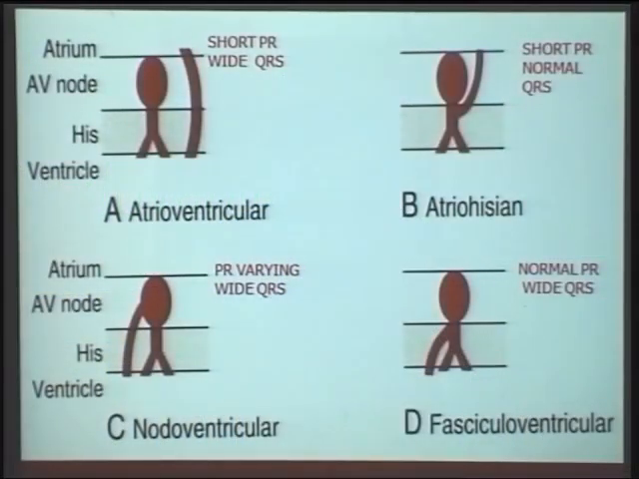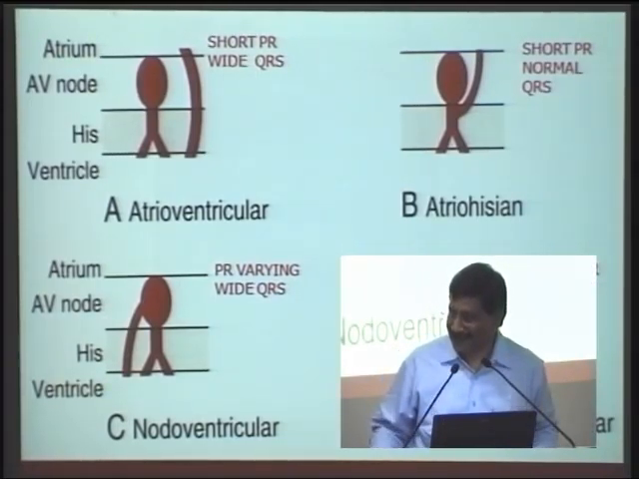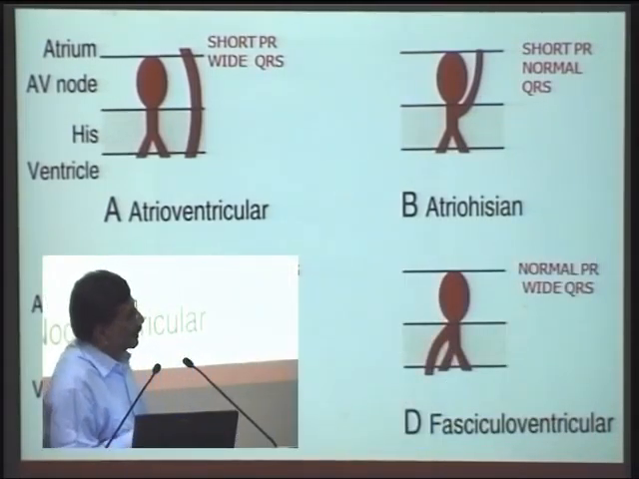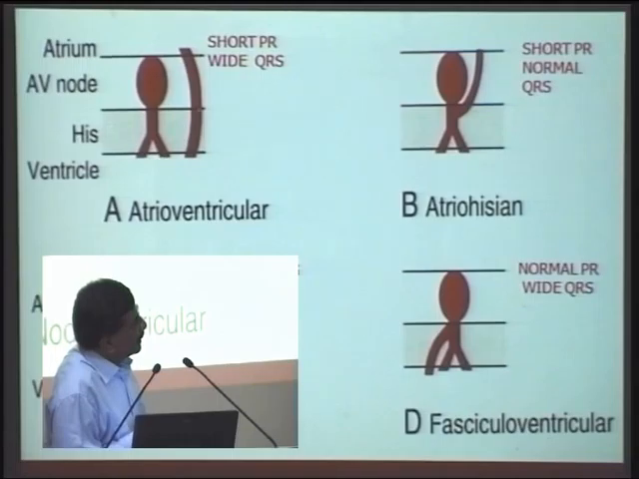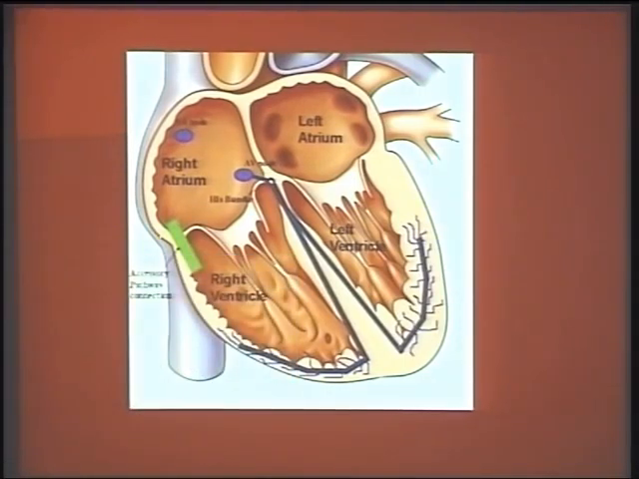So from the ECG itself, if you understand this concept, looking at the ECG, you know there is an accessory pathway. You know what accessory pathway this is. Is that clear? So these are the three important accessory pathways you can easily diagnose by looking at the ECG. The problem is there is an accessory pathway here.